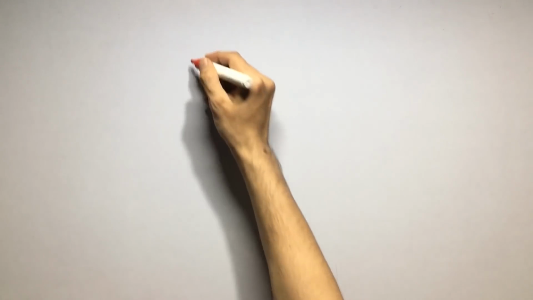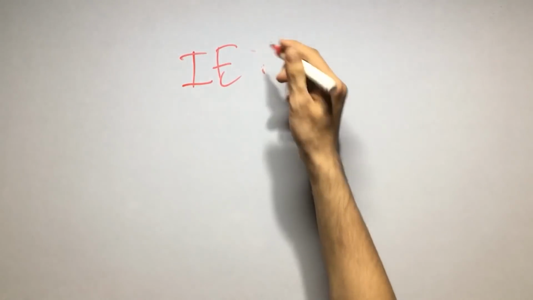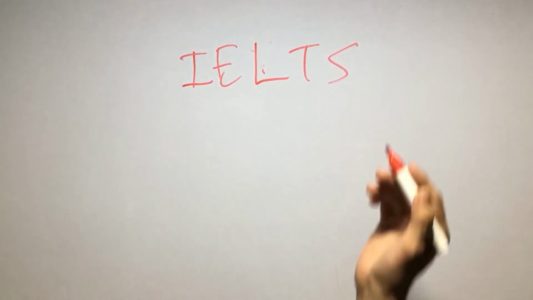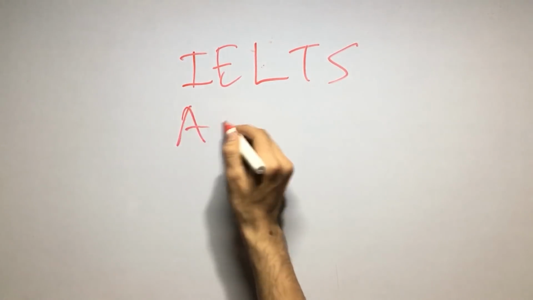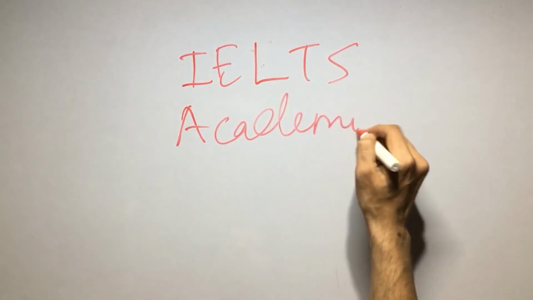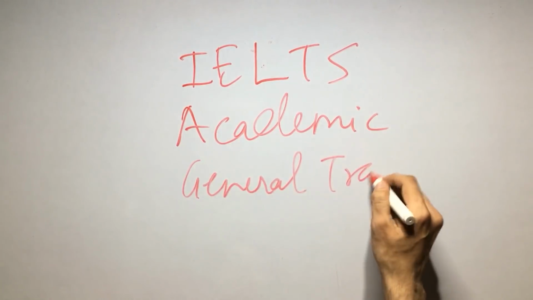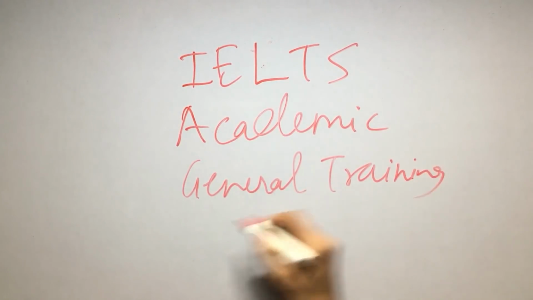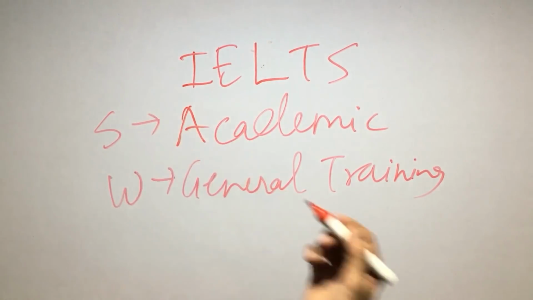Who should be giving IELTS first of all? The IELTS test takers should be people who want to go abroad for studies or, as I said, for work. IELTS has two types. The first type is called academic. The second type is called general training. People who are going for work should be going for general training, and people going for studies should be going for academic.